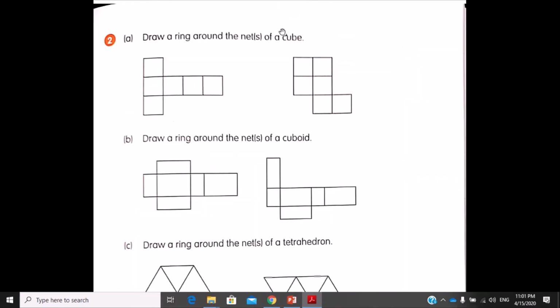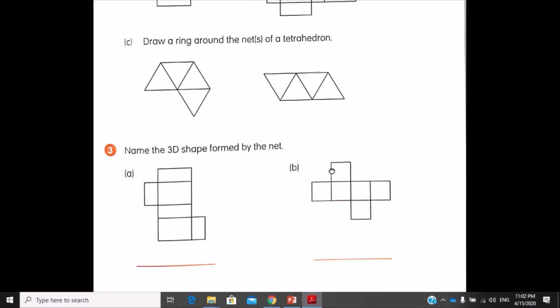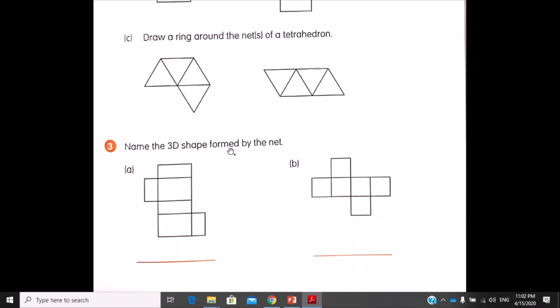So draw a ring around the nets of a cube. Which one of these make a cube? So these are two nets here. Which one of these make a cube? Draw a ring also around the ones over here which make a cuboid for you. Okay, is it this one or this one? So draw a ring around the nets of a tetrahedron. So which one of these, if you fold these, which one would make for your tetrahedron? Now, for this one, name the 3D shape formed by the net. What is a 3D shape that could be formed if you fold these? So what 3D shape will be formed?